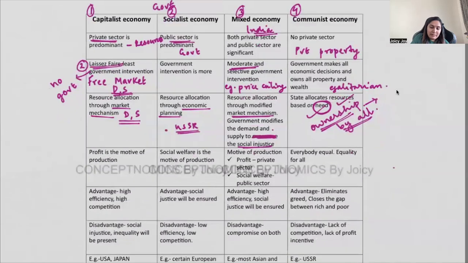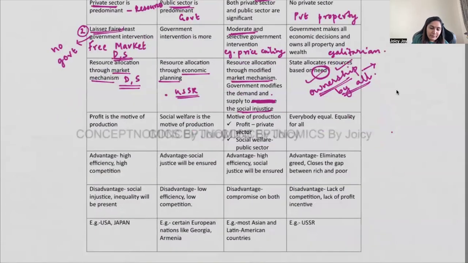Coming to the motive, in the case of a capitalistic economy, profit is the motive, that is maximizing profit. Whereas in a socialist economy, social welfare is the motive. Whereas in a mixed economy, both profit and welfare or well-being are important. That is, the private sector would maximize the profit, whereas the government will try to maximize welfare, and coming together, there is a balance of both. Now, the motive of a communist economy is equality, to create an egalitarian society.